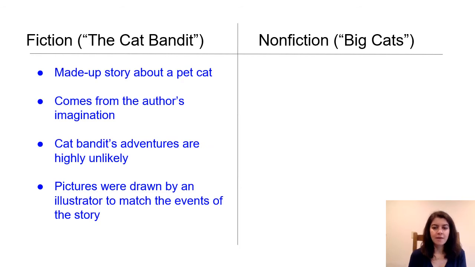So we know that the Cat Bandit is a made-up story about a pet cat. This story comes from the author's imagination. The Cat Bandit's adventures are highly unlikely. That means that the things that happen to the Cat Bandit are things that probably wouldn't happen to a real cat in real life. We also know that the pictures in the Cat Bandit were drawn by an illustrator to match the events that were happening in the story.